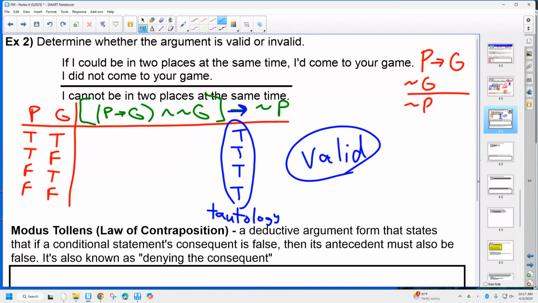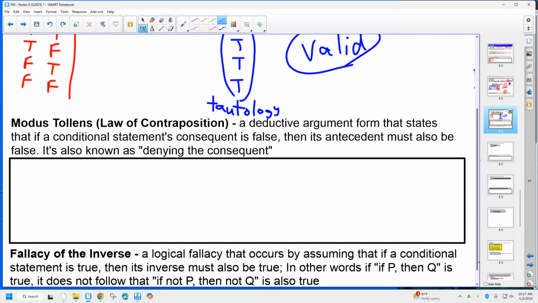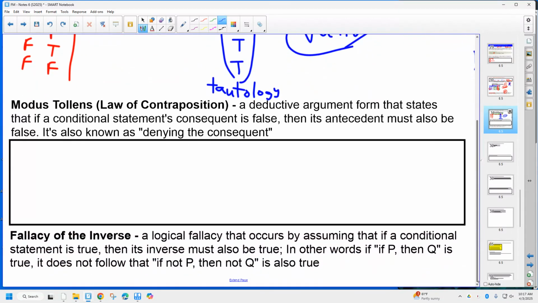This has a specific name. This is called Modus Tollens, law of contraposition. All right? If P, then Q, not Q, therefore not P. That form right there is called Modus Tollens, and it's a way to show that an argument is valid.